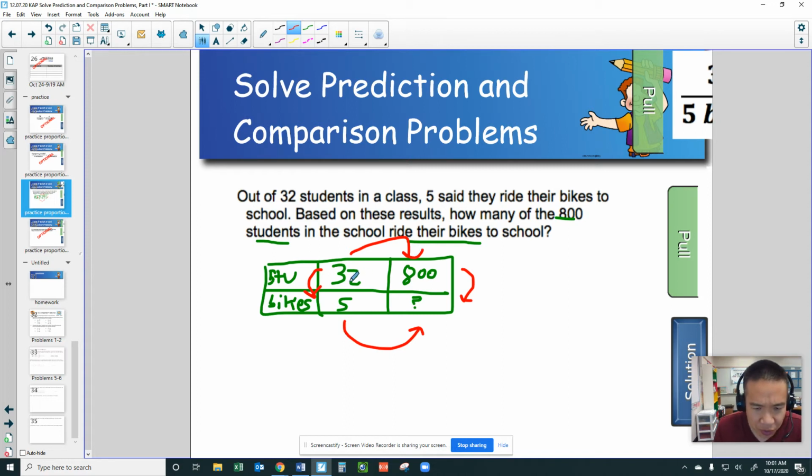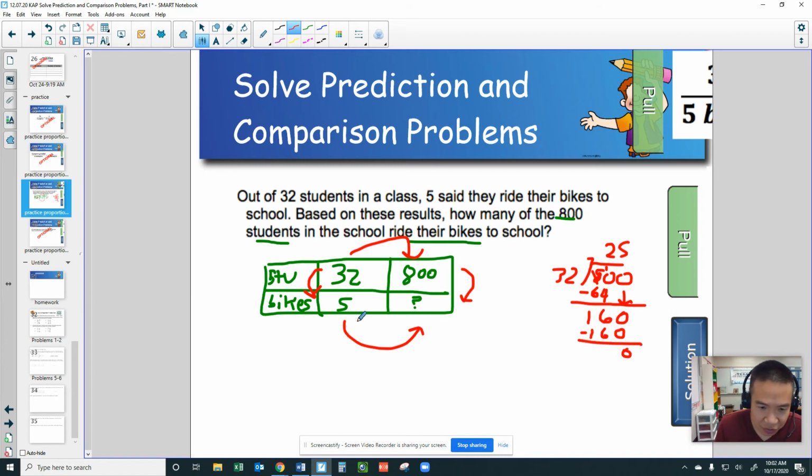How many groups of 32s go into 800? Well, 32 does not go into 8, but 32 goes into 80 two times, which is 64. If I subtract 80 minus 64, I get 16. I bring down the 0. How many groups of 32 go into 160? 5 times. And I am done.